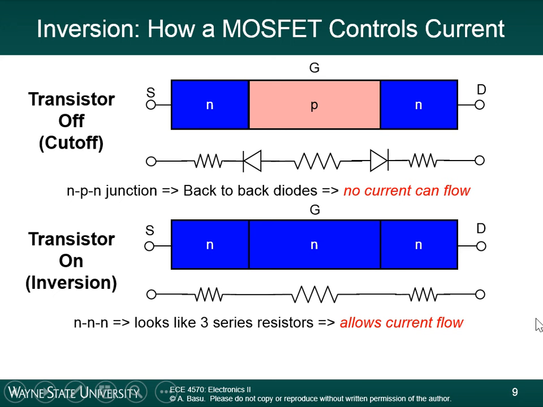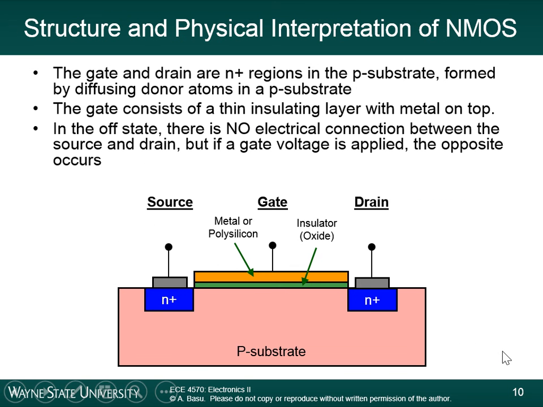When the transistor is on, you switch the p-type material to an n-type material. Three n-type materials together is the equivalent of three different resistances, so this allows current between the source and the drain. So the interesting thing about the MOSFET, why it's called a field effect transistor, is because the MOSFET allows you to switch this p-type material to an n-type material just by applying a voltage to the gate. And the way that works is through this structure.